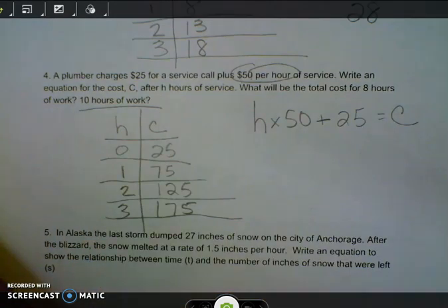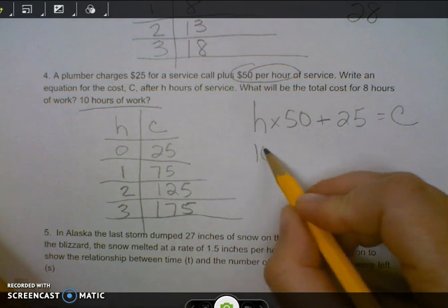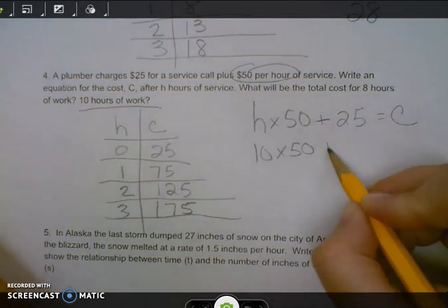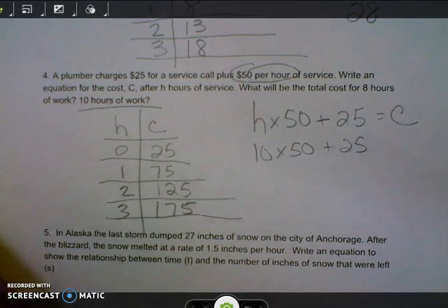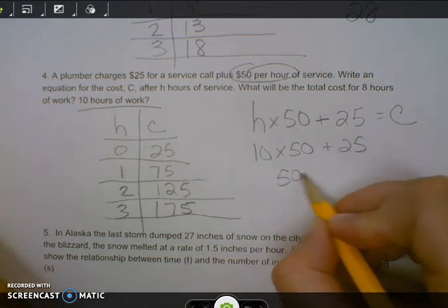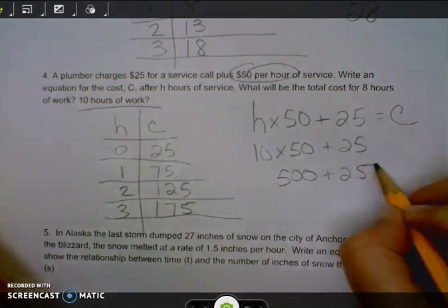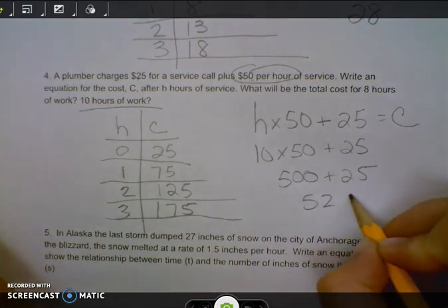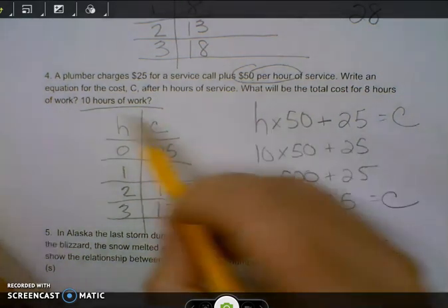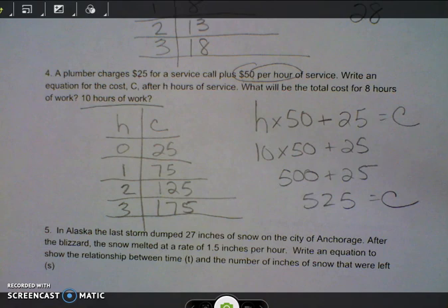So if I want to do 10 hours of work, I'm going to do 10 times 50. 10 hours times $50, and then add in the $25 service charge. So that gives me $500 plus 25. 525 is the cost for 10 hours of work.